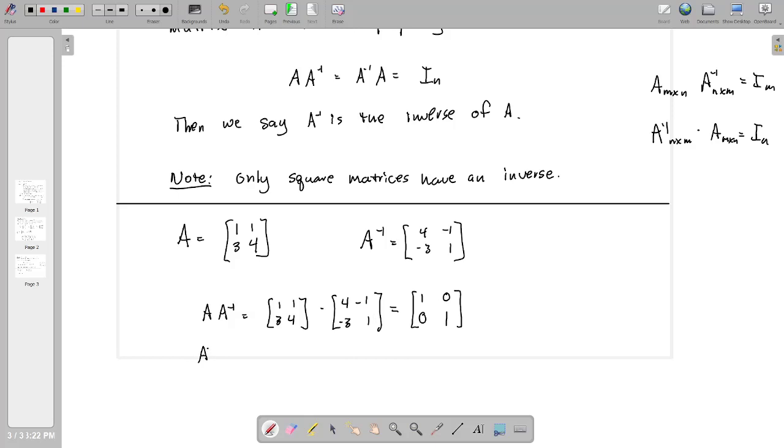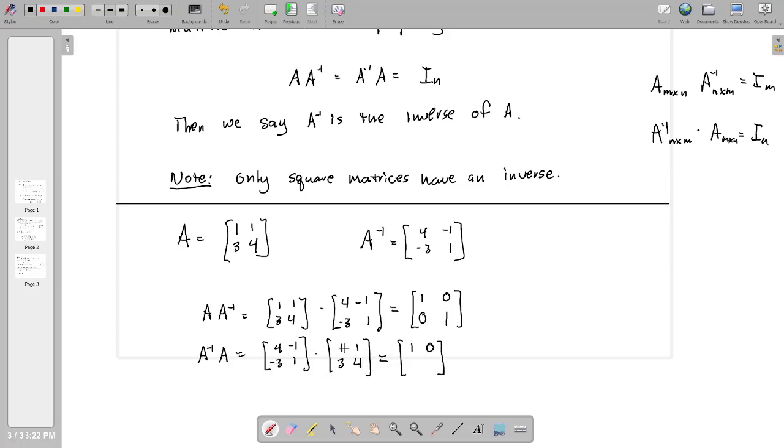I'm going to do the next one very quickly. A inverse times A, and we have 4, negative 1, negative 3, 1 times 1, 1, 3, 4. This is my A inverse, this is my A. 4 times 1 is 4. Negative 1 times 3 is negative 3. 4 plus negative 3 is 1. 4 times 1 is 4. Negative 1 times 4 is negative 4. When we add those, we get 0.